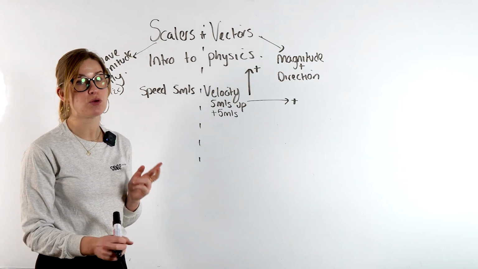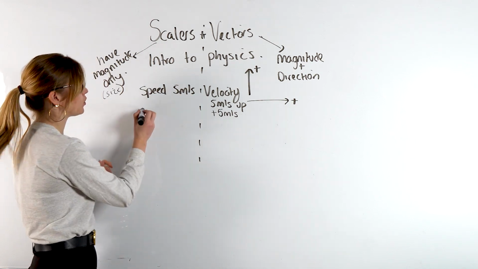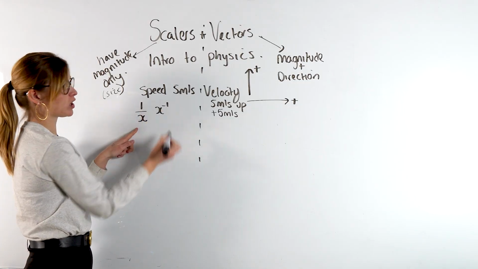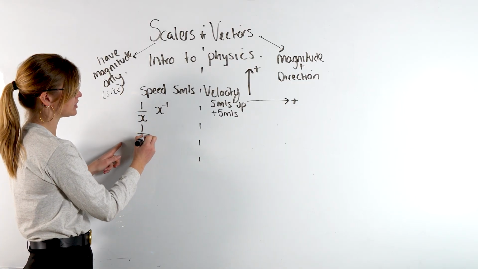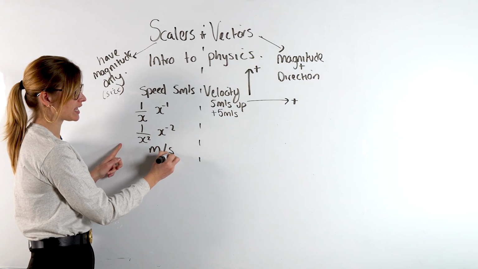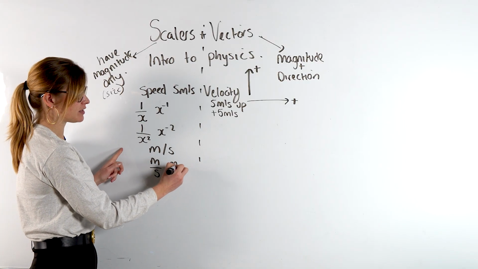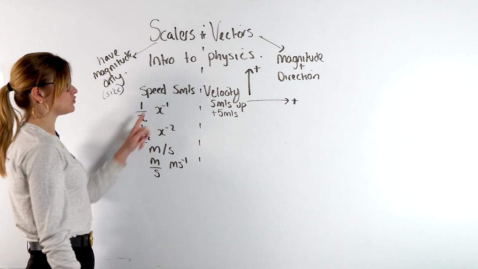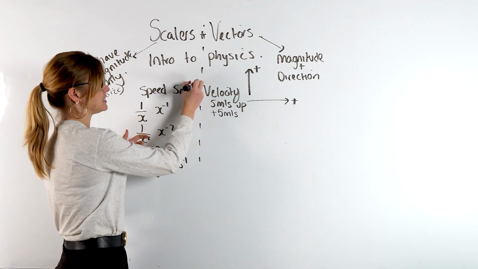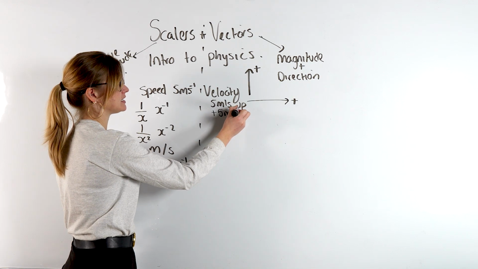However, if you're doing AQA, one of the big changes is you can't write meters per second like this anymore, okay? So we know that 1 over x in your math classes is going to be x to the power of negative 1, right? 1 over x squared is x to the power of negative 2. So if I have a meter per second, what that really is, is a meter divided by a second. So that's why it becomes ms to the negative 1. So now instead of writing meters per second, you're going to start writing ms to negative 1.